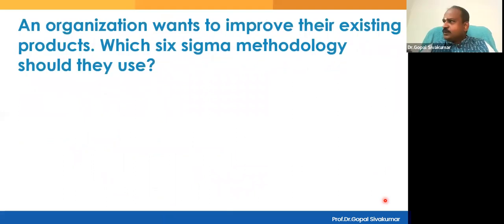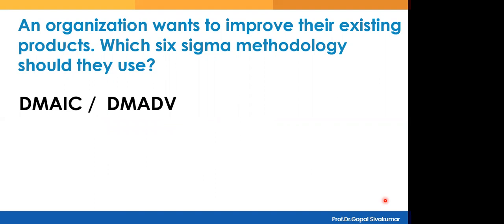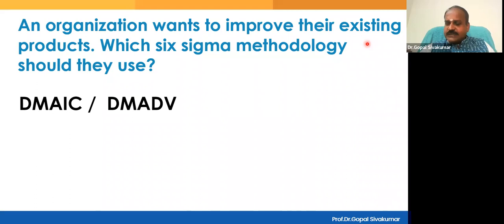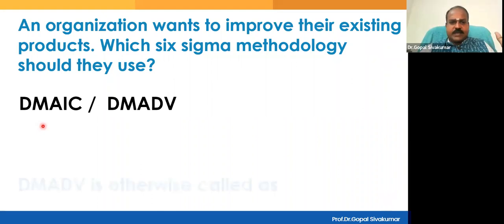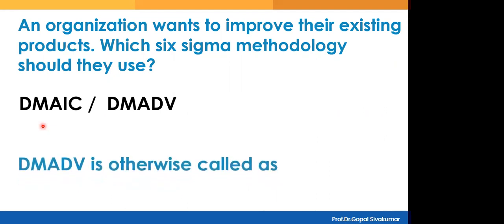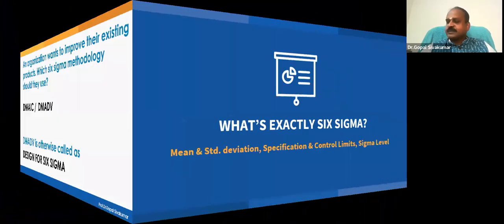An organization wants to improve their existing product. Which methodology should they use? DMADV. Is it already existing or something new you are trying? No, it's the existing product. Existing product. The answer is DMAIC. If it is already existing, you want to improve, then it is DMAIC. What is the other name for DMADV project? Design for Six Sigma.